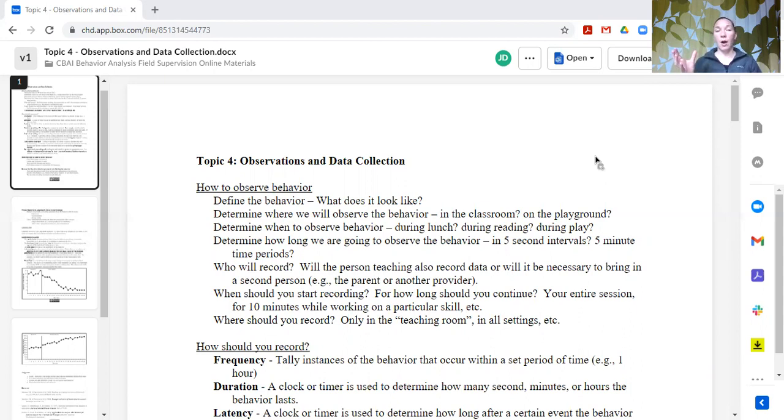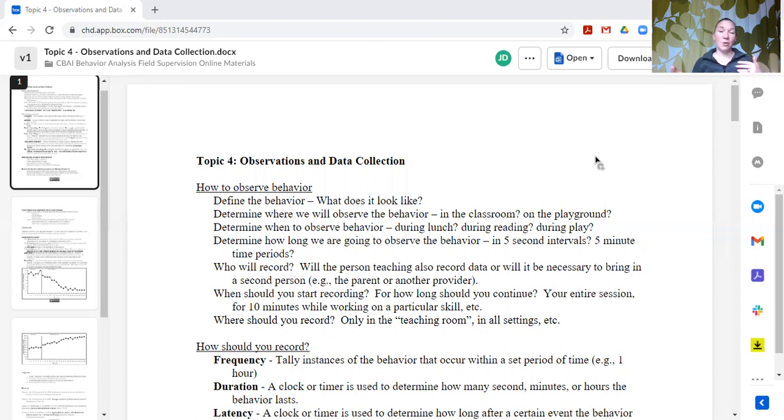You've got to write your operational definition so that two people can agree, so that we can all take data on the same thing, so that we are all talking about the same thing. Then you're going to need to determine where you're going to observe the behavior. Are there specific settings where this behavior is overly adapted and we want to decrease it? Or are there certain settings where that learner needs more supports? So that's where we want to observe the behavior.